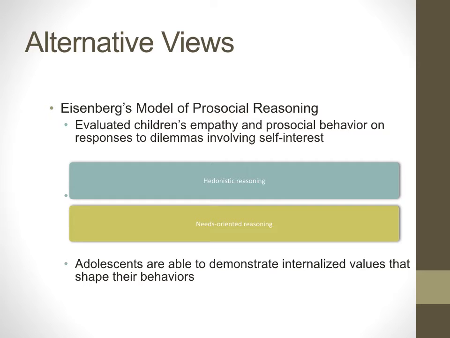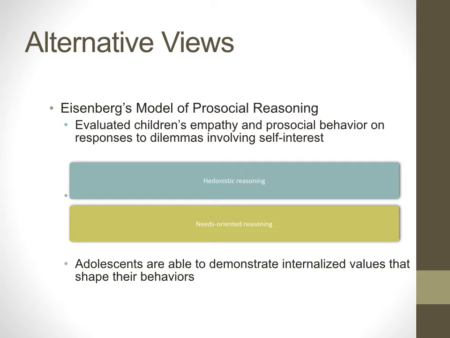Then gradually they'll move into something called needs-oriented reasoning, where they express concern for the other person's needs even if that decision conflicted with their own wishes or desires. This happens more along school age and corresponds with Kohlberg's stage 3. At this stage, a child might say something like, he'd feel better if I help. They're not focusing on themselves anymore, they're simply responding to the other's need.